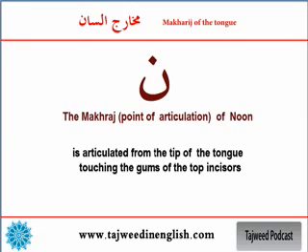And today we are going to take a look at a new makhraj of the makharij, which is noon. The letter noon is slightly underneath the makhraj of the lam. So the makhraj of the noon is articulated from the tip of the tongue while touching the gums of the top incisors. It is not taking the sides of the tongue as the lam does, but it takes the tip of the tongue.